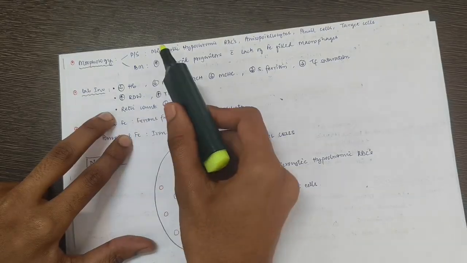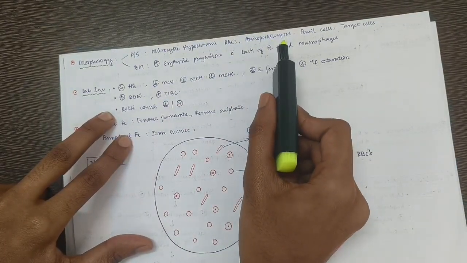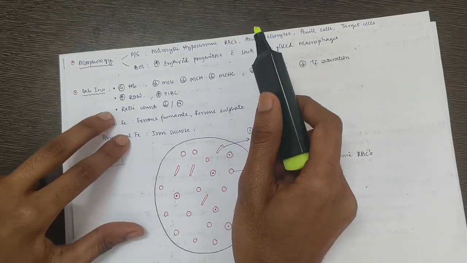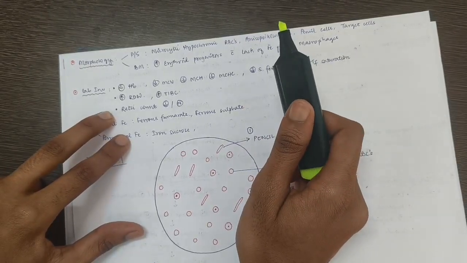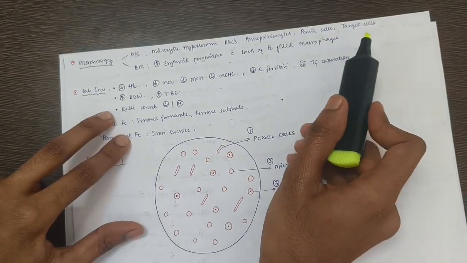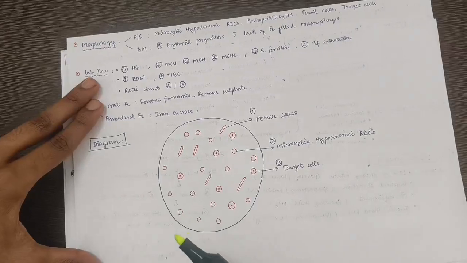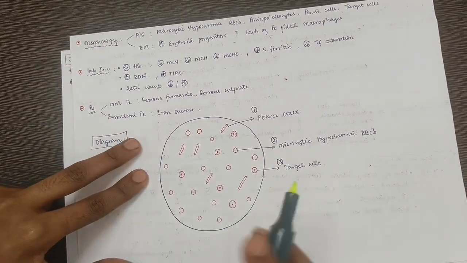On peripheral smear you are going to see microcytic hypochromic RBCs and anisopoikilocytosis, that is difference in shape and size. Okay, that is called anisopoikilocytosis. Then pencil cells and target cells. We are going to see the diagram now itself, so it will be easy for you. See, this is what the peripheral smear is.